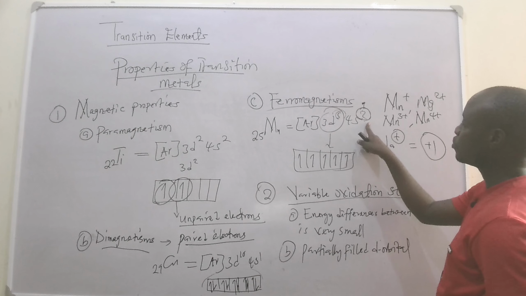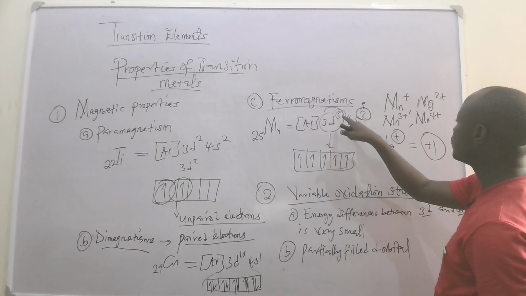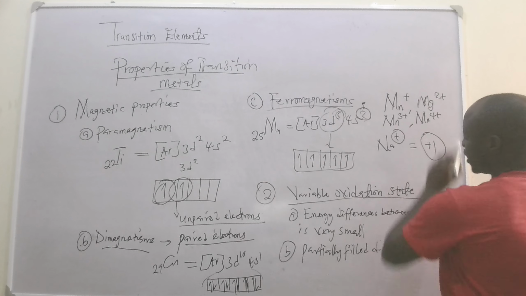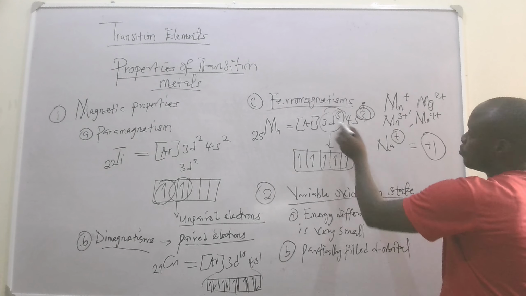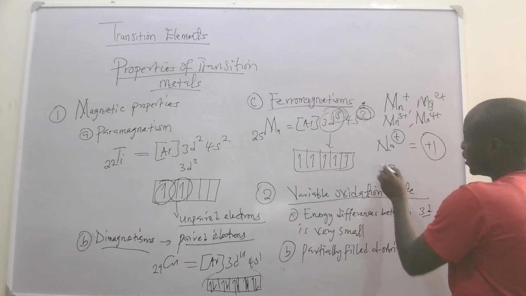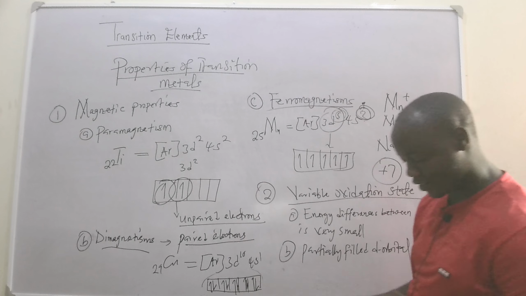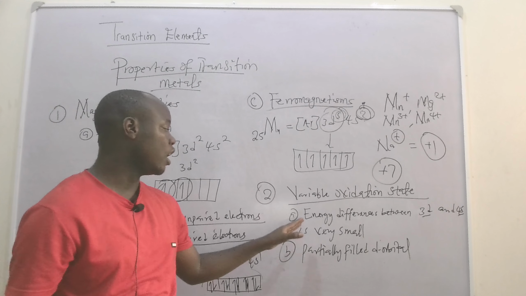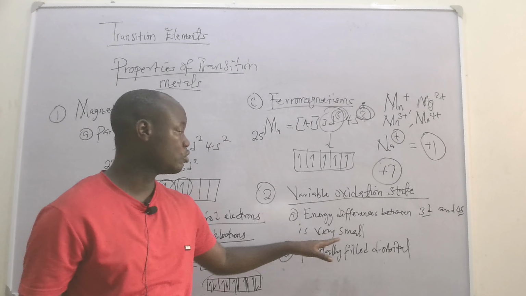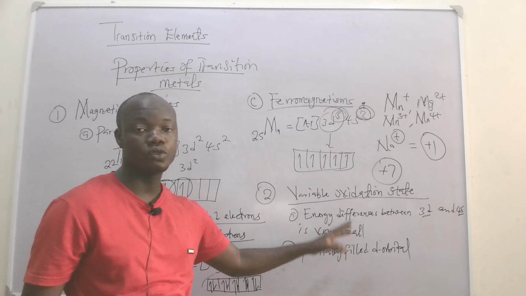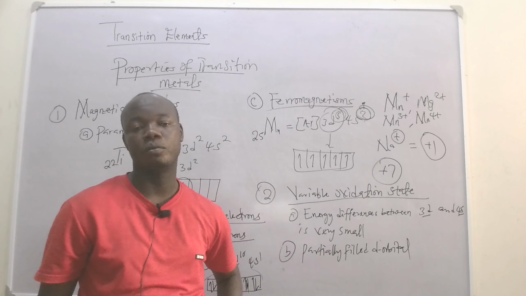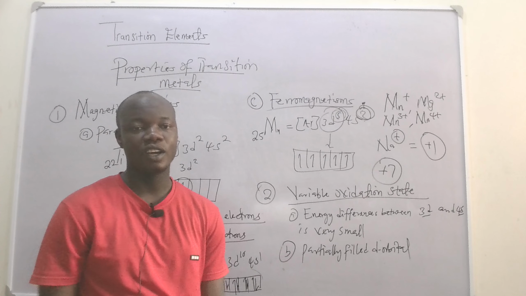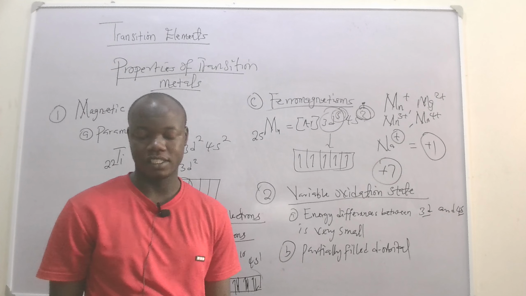When 2 electrons are lost from here and 3 electrons are lost from here, it means that you have manganese 5+. 2 electrons from here and 5 from here is going to be manganese 7+. So that is why transition elements will have variable oxidation states, due to the small energy difference between 4s and 3d, and also partially filled d-orbitals. So that is why transition elements form variable oxidation states.